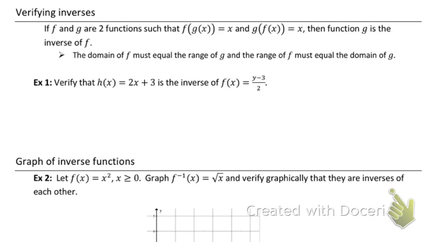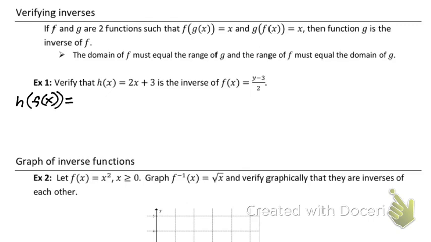All right, we're going to verify that h of x equals 2x plus 3 is the inverse of f of x equals y minus 3 over 2. In order to do that, we need to do it both directions. We have to do h of f of x, and we have to do f of h of x. So let's start with h of f of x.